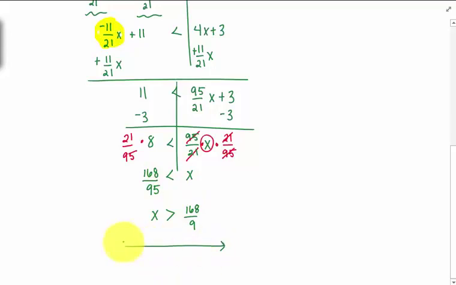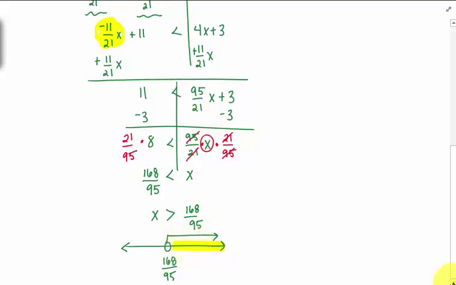And when we graph this, we have an open dot. Our 168, oops, that should be a 95, over 95 goes under our dot, and the x's are greater than that number. Okay, so this is an example of a problem where you get one solution set. In other words, all of the x values that work lie to the right of that number. Okay, this is what you're used to seeing.